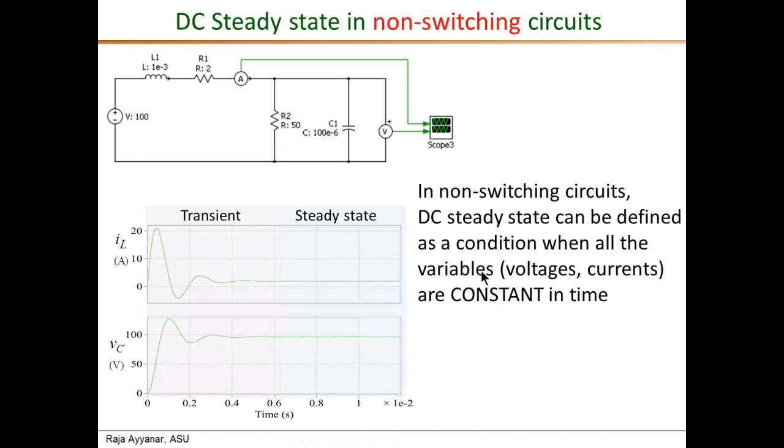So the definition for a non-switching circuit is a condition when all the voltages and currents are constant and time invariant. The instantaneous quantities are constant.